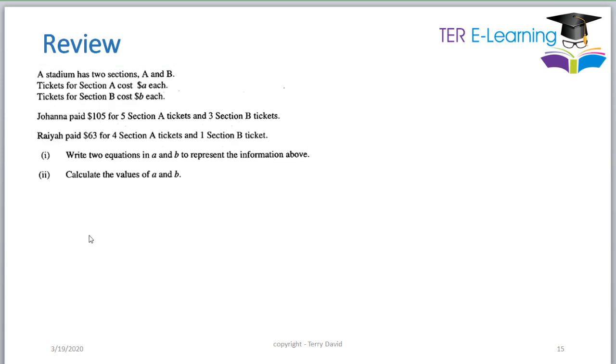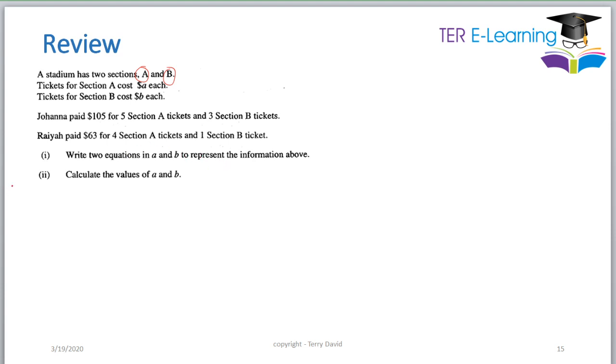Alright, so let's do the last part. They said a stadium has two sections, a section A and a section B. The tickets for section A are $8, and the tickets for section B are B dollars. Johanna paid $105 for 5 section A tickets and 3 section B tickets. And Raya paid $63 for 4 section A tickets and 1 section B ticket. Write 2 equations in A and B to represent the above information.